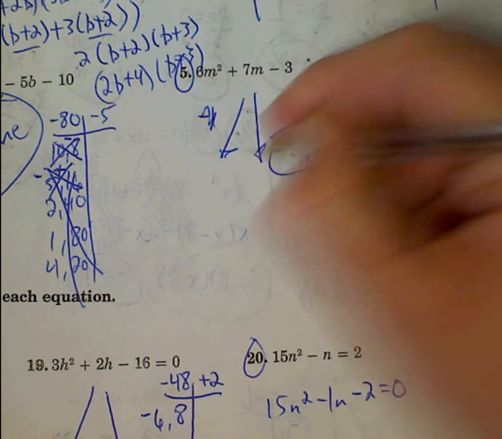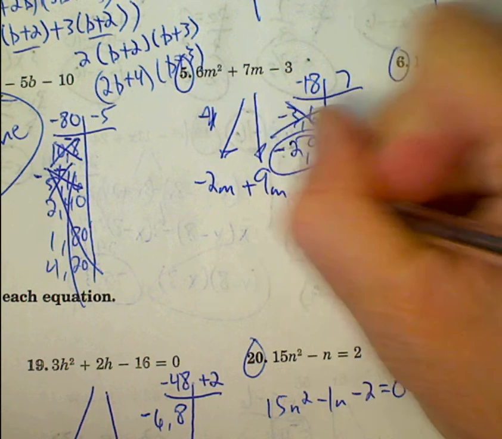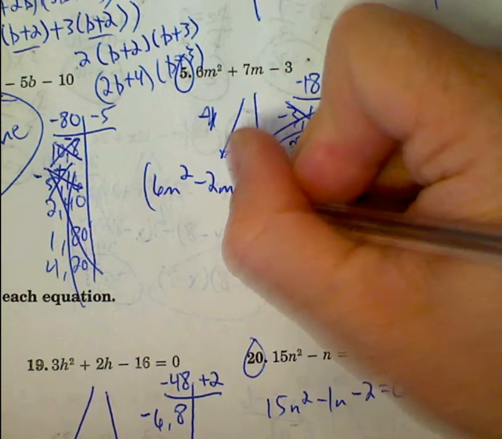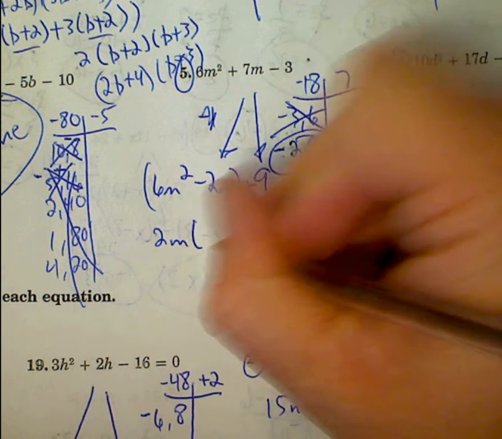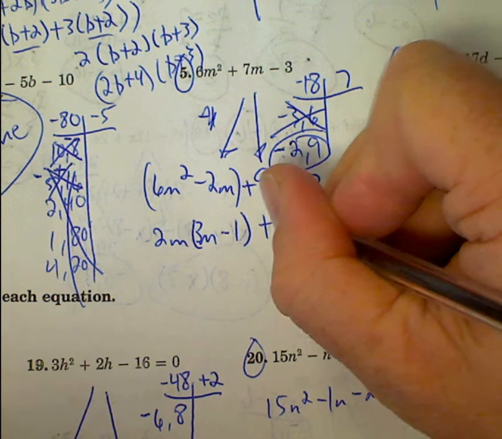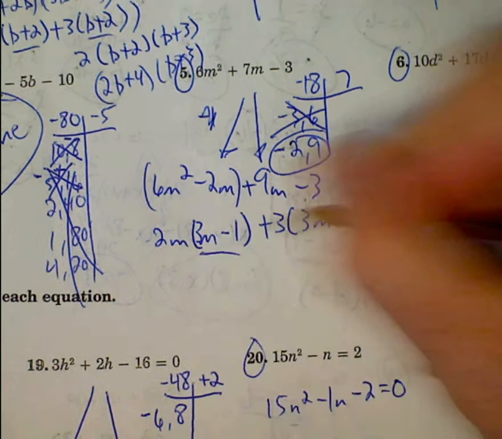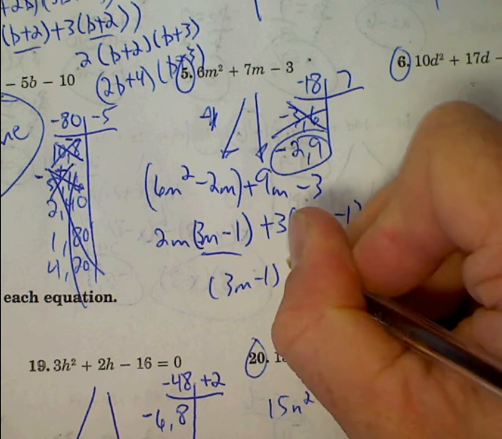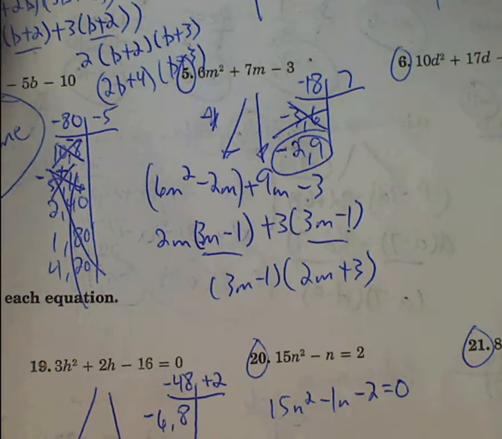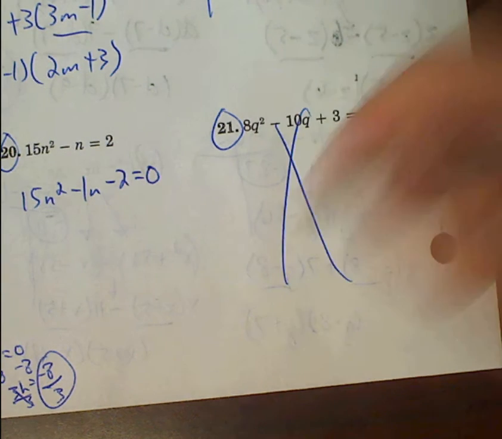So I'm going to factor. Negative 2m plus 9m minus 3. Bring down the 6m squared. I can take out a 2m. That leaves me with 3m minus 1. I can take out a 3. I'm left with 3m minus 1. 3m minus 1 can be taken out. That leaves me with 2m plus 3. Go ahead and cross off 6 to save some time. Go ahead and cross off 21 to save some time.